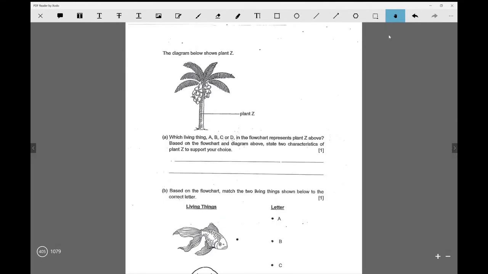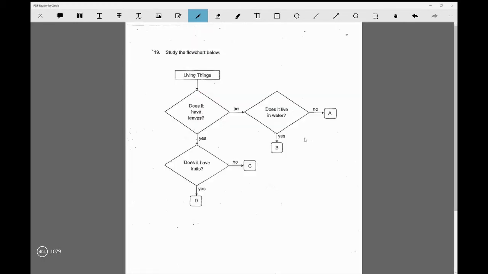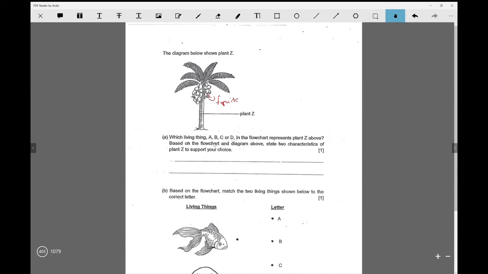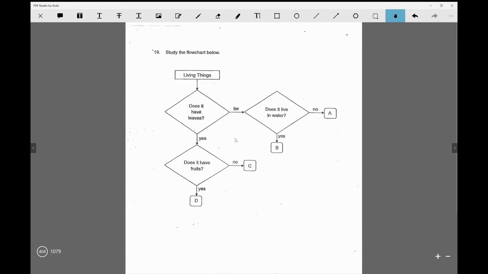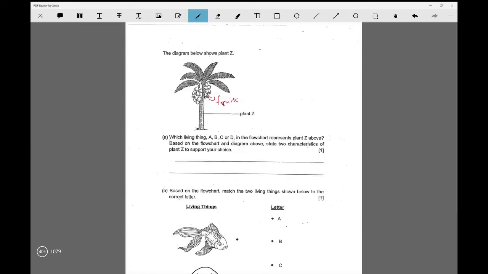Let's look at question 19. Plant Z, as you can see, has fruits, so it is a flowering plant, and all plants have leaves. They are asking you for plant Z, is it living in A, B, C, or D? So let's look at the diagram. It's a plant, right? So yes, it has leaves. All plants have leaves. Does it have fruits? Yes, as you can see from the picture, there are fruits on top. So it's D. Also, you must mention the 2 characteristics in the flow chart.